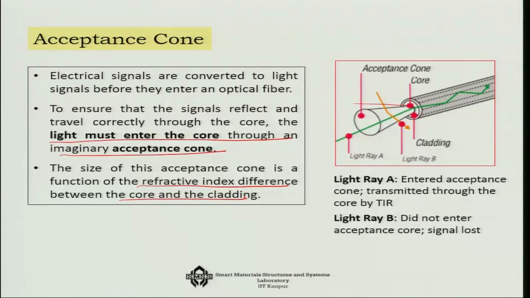For example, you can see here that light ray A entered the acceptance cone and is transmitted through the core by total internal reflection. But light ray B cannot enter the acceptance cone, and hence that particular signal is lost. It lies outside of the system, like any such light ray that we have drawn. So, that is the acceptance cone.